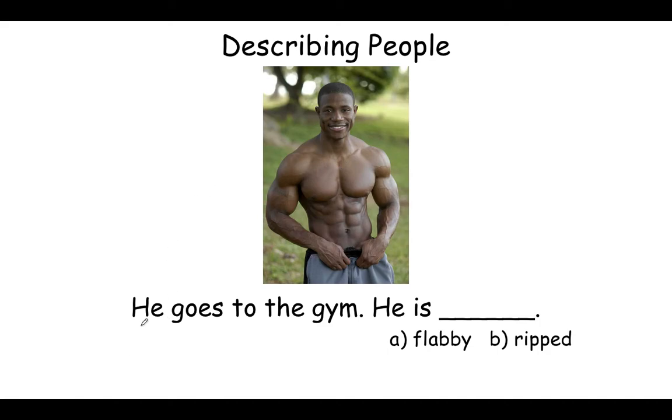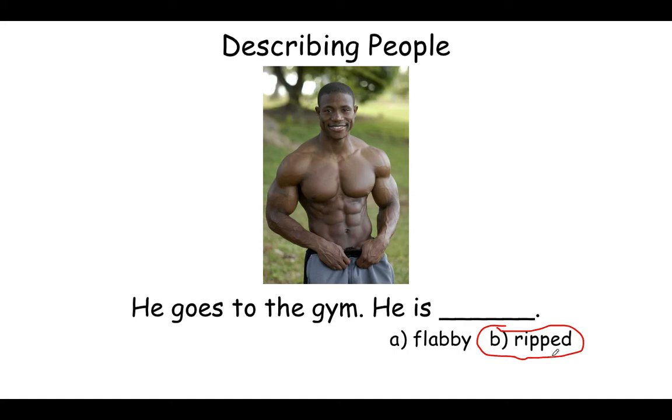So this next one, he goes to the gym. He is flabby or ripped. These are some other words that people in English use to describe people's bodies. We also have stocky, and belly, they have a bit of a belly. So the answer for this one is ripped. Now, this is really confusing if you aren't a native English speaker.